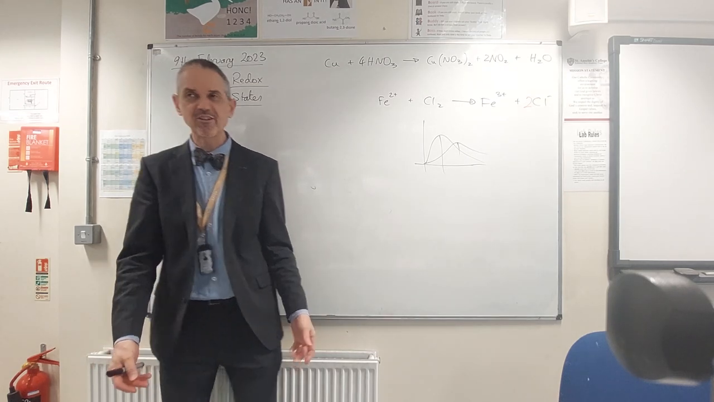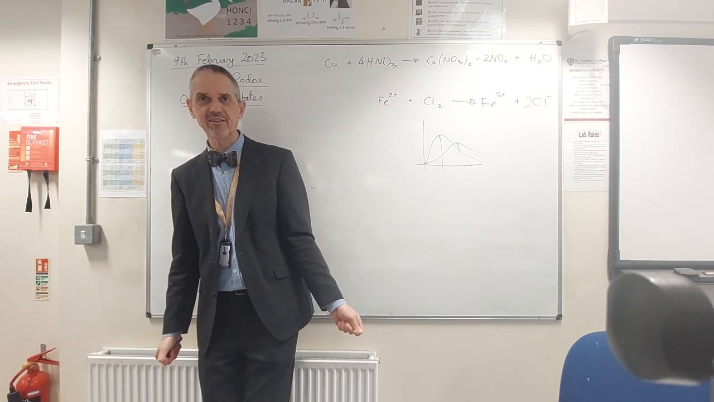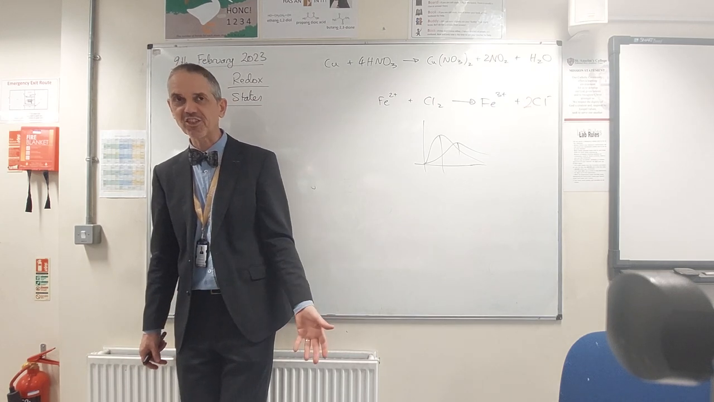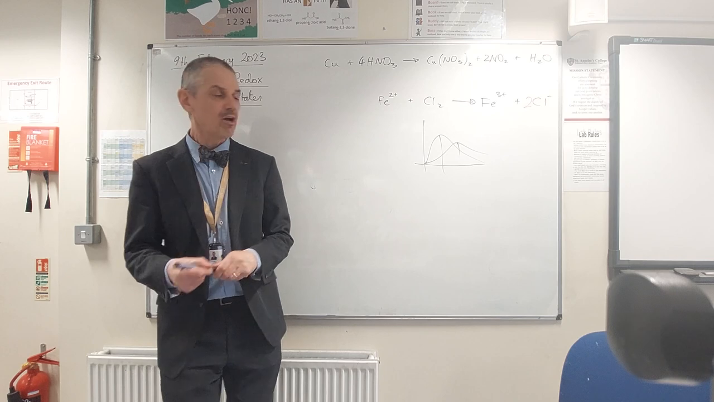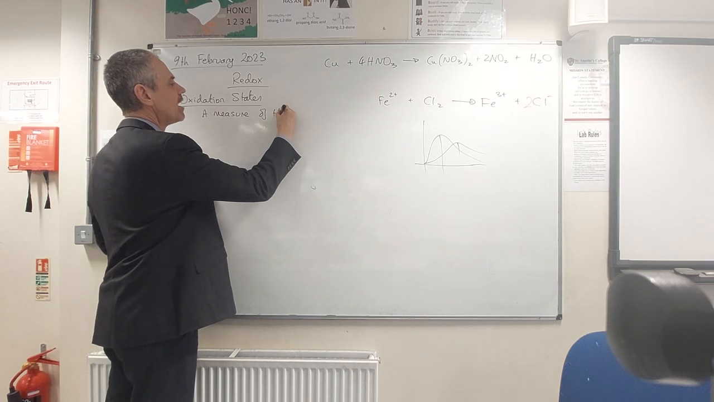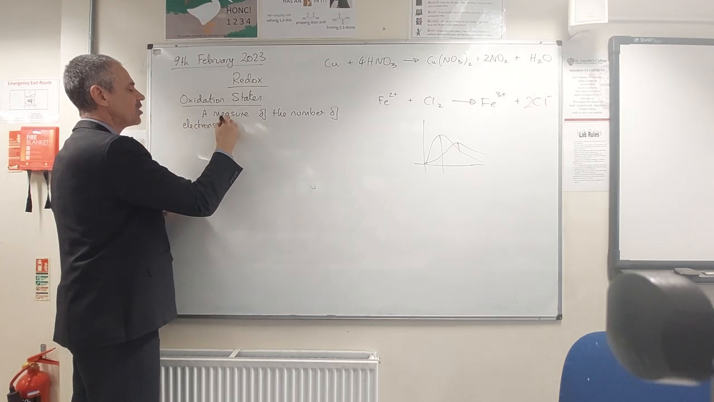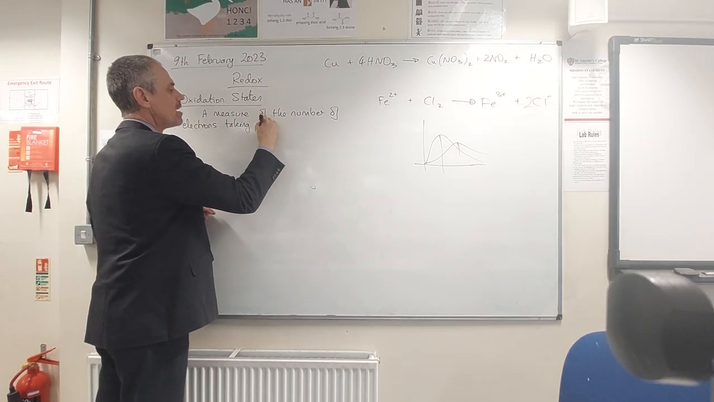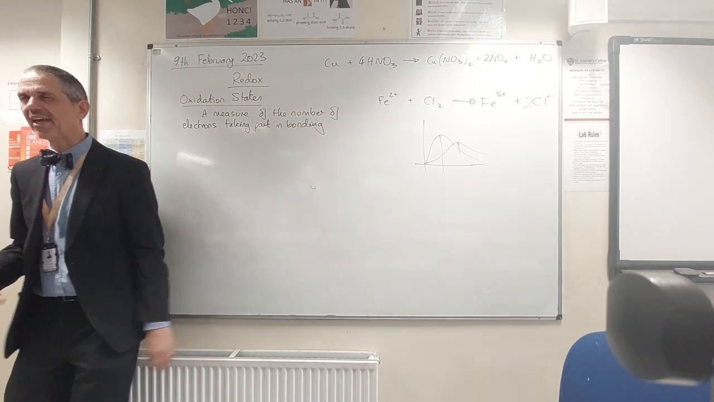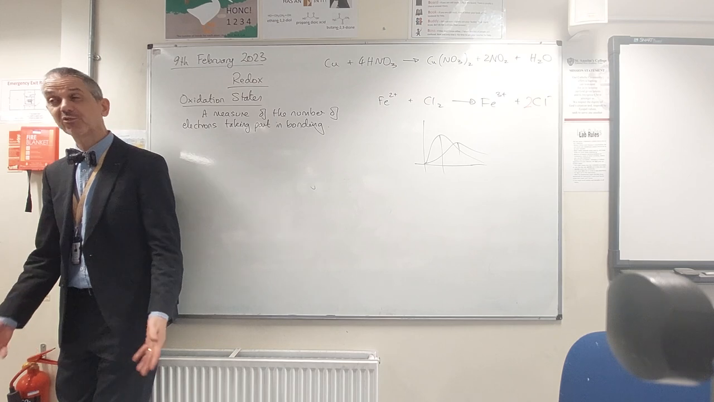Oxidation state is not a real thing. There's no meter that I can stick into a solution that will measure oxidation state for me. pH is another real thing. You can have a pH meter, stick it in, and find out the pH of a solution, but oxidation state is not real. It's a formal system, but it gives us a measure of the number of electrons taking part in bonding. But even then, that's not always going to work. That's just a helpful way of thinking about it. It's really a set of rules.